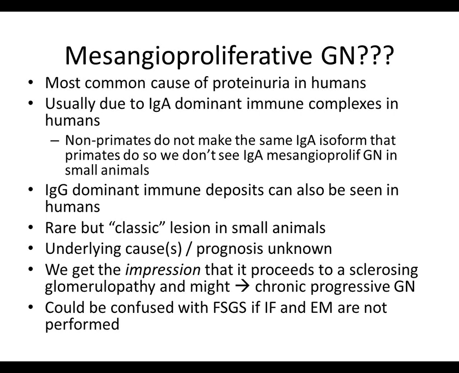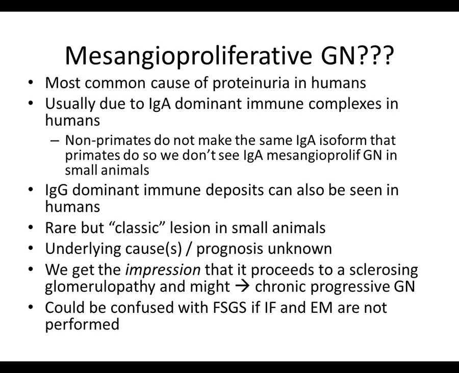And the reason we probably don't see it as commonly in animals is that non-primates, as in everything that's not a primate, don't seem to make that same IgA isoform. IgA type 1 is the isoform involved in mesangioproliferative glomerulonephritis. Because anything that's not a primate can't make IgA type 1, we probably just don't see the disease the way we see it in humans. And we actually have seen it in some marmosets as well.